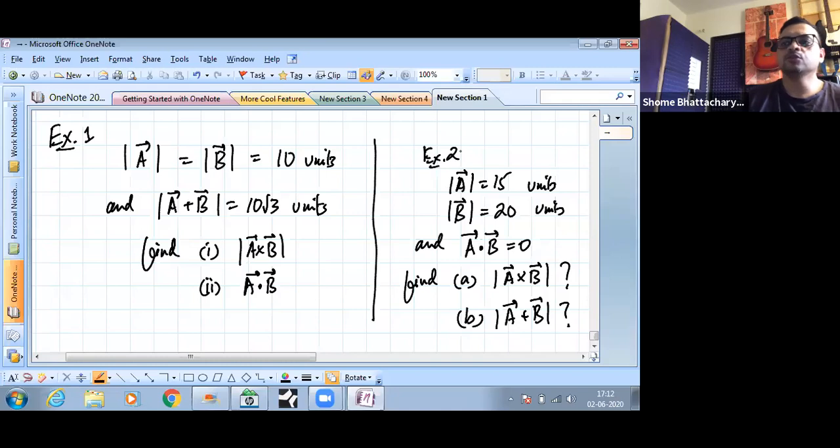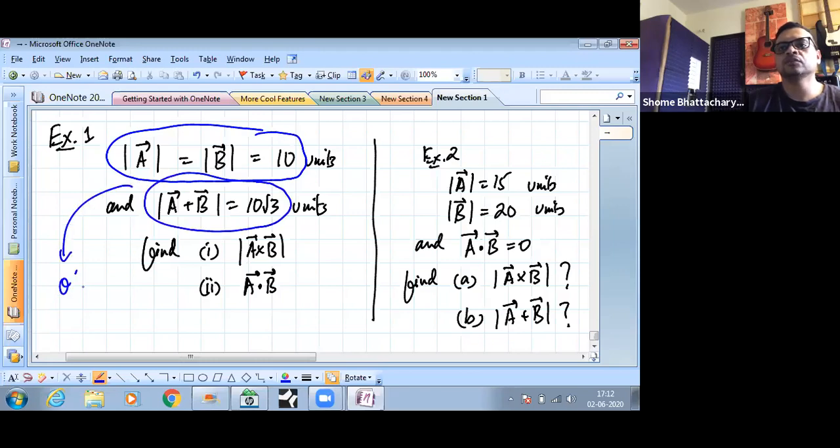See, basically what you have to do now is, with the information we have, this information and this information, from this you can figure out what theta is. And then this just becomes AB sine theta, that is 100 into sine theta, and this just becomes AB cos theta.